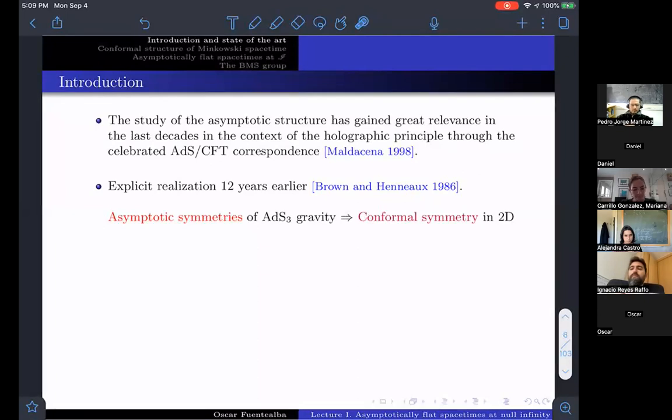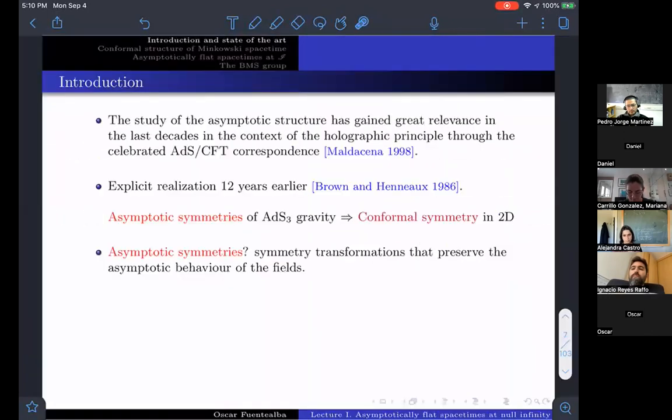And they found that the asymptotic symmetries, or the canonical realization, I will say what a canonical realization is, but it is finding the generators of the asymptotic symmetries of this theory, gives us the conformal symmetry in 2D. But we have two questions here. What are asymptotic symmetries? Well, it's a symmetry that preserves the asymptotic behavior of the fields.